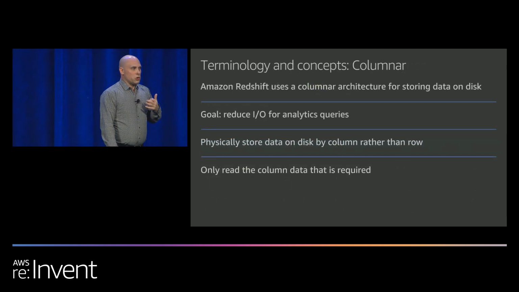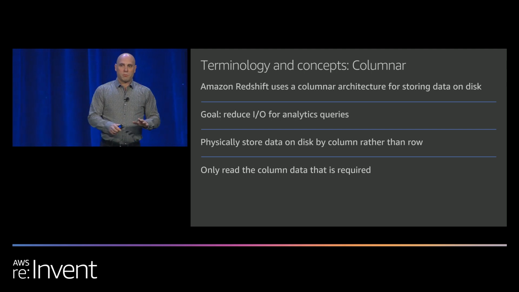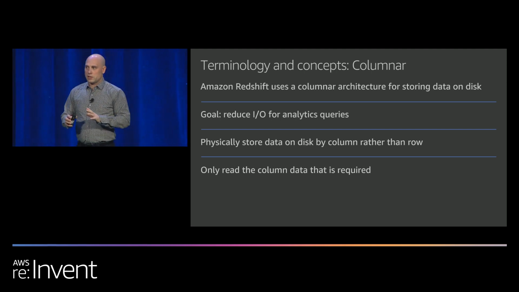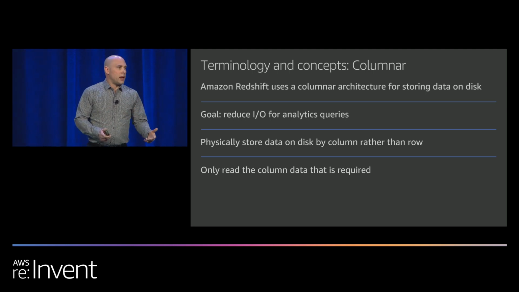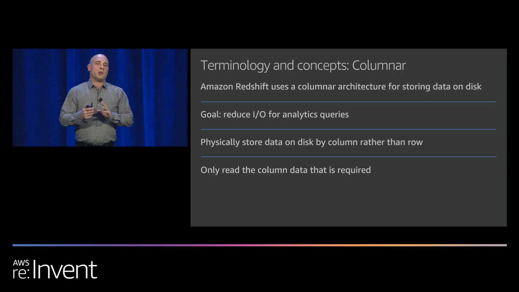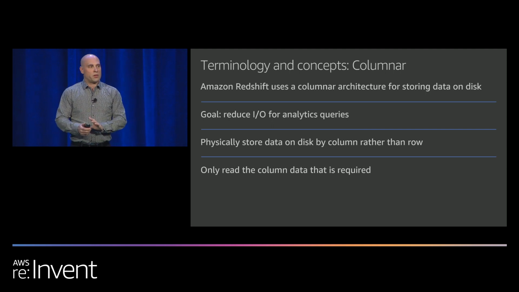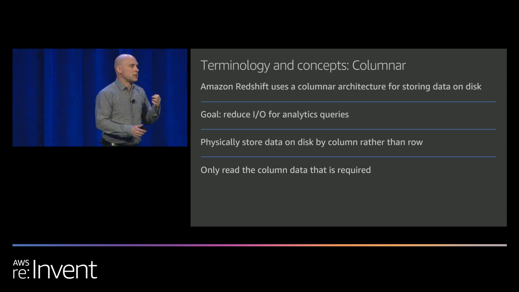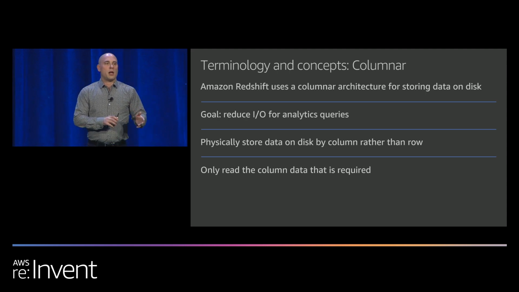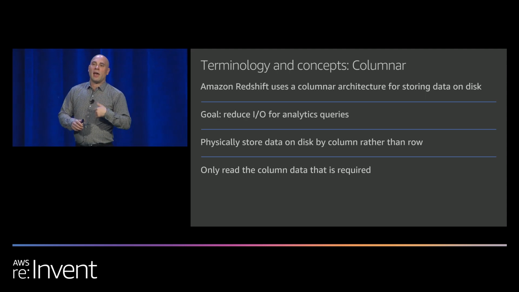So let's jump into columnar storage. This is a pretty basic concept, but I'll cover it because there are some people who may not know what it is. In a data warehouse like Redshift, where you're typically running analytics queries, you're usually only selecting a subset of the columns in the table, and you're wanting to perform operations across many millions of records, or in certain cases, even billions of records. A columnar architecture helps us reduce I/O and achieve better performance results.